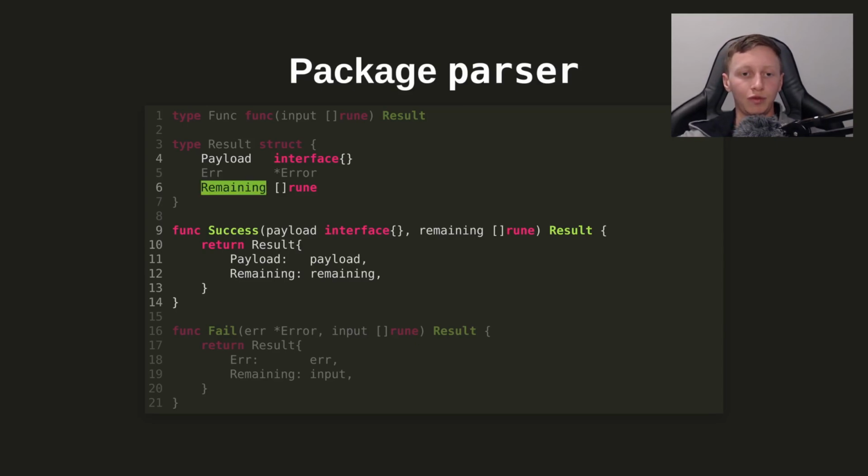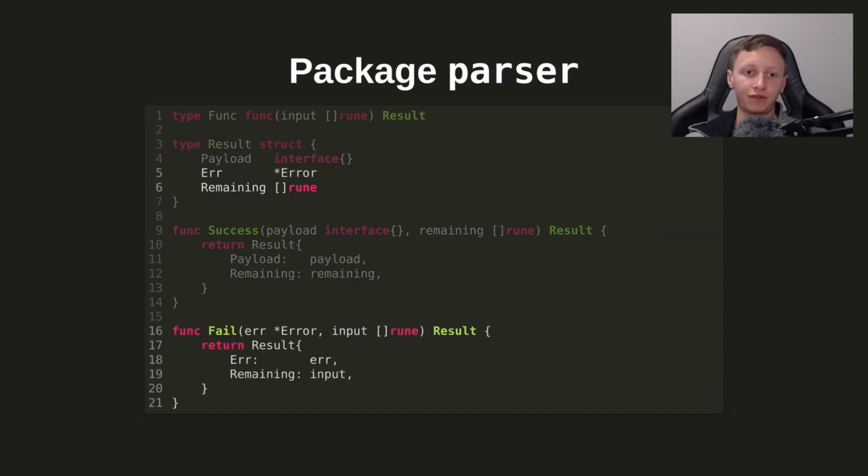The other thing we do is we've got a remaining field which is the same type as our input, and the reason why that's important is because parsers only use up as much of the input as they themselves parse, and then it's up to you, the caller of that parser, to give the rest of the input to the next parser in the chain, and therefore it's super important that parsers give you that back because they're the only thing that knows how much of the input they used up.